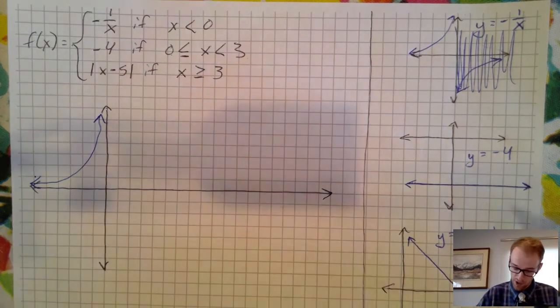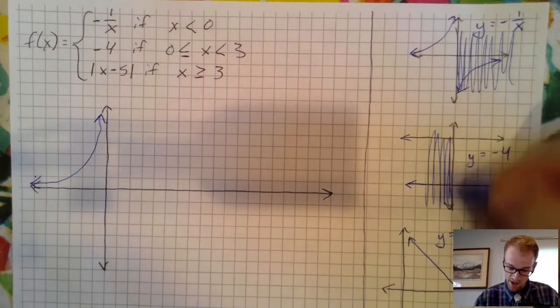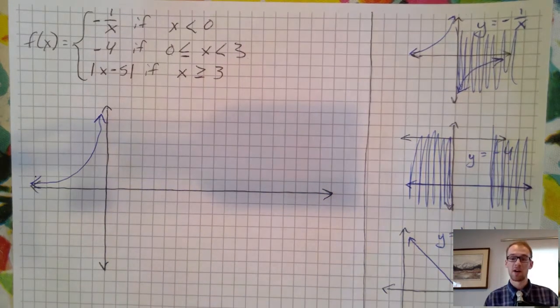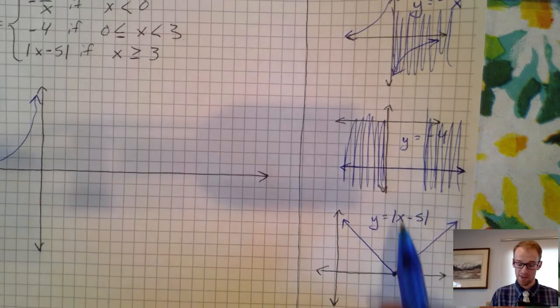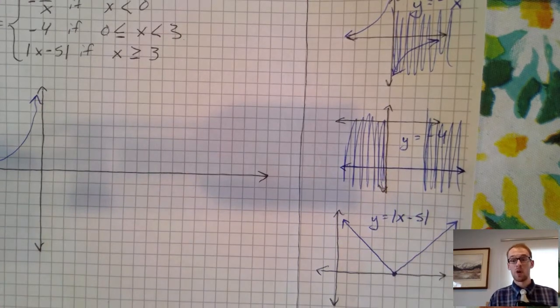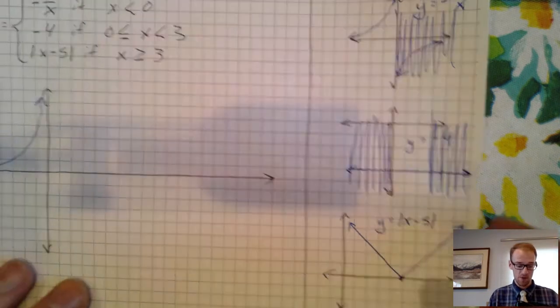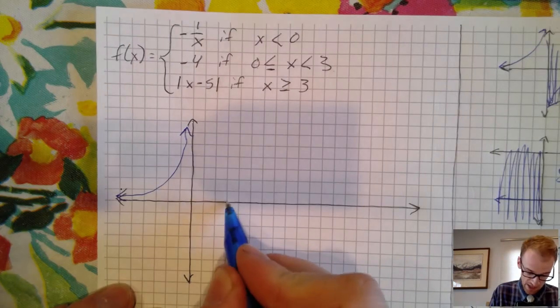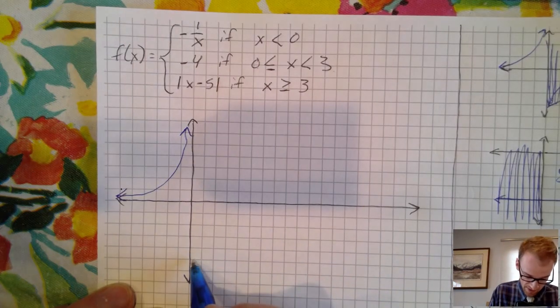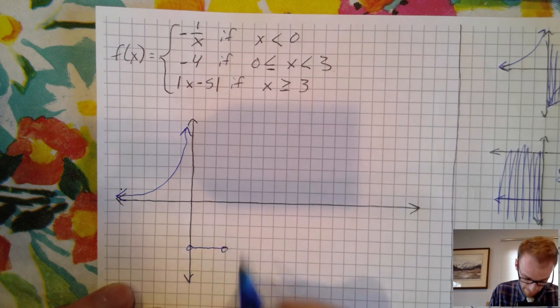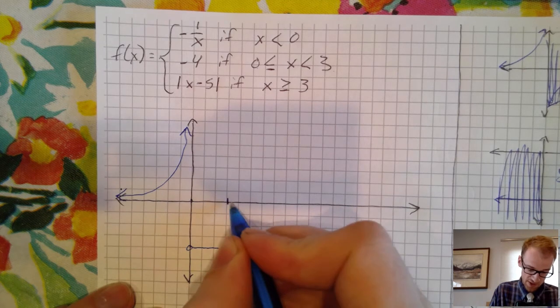From 0 down, I don't care about it. And from 3 up, I don't care about it. I only care about the y values where x is between 0 and 3. So we can graph that over here. Between 0 and 3, I have this function y equals -4. There's where x is 0, there's where x is 3.